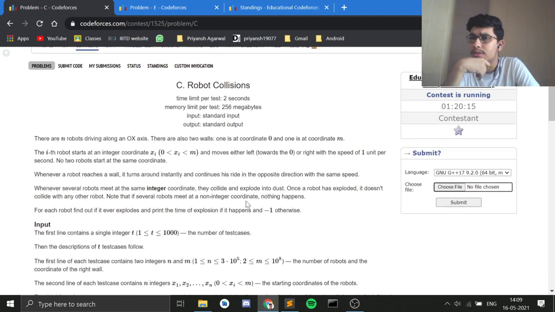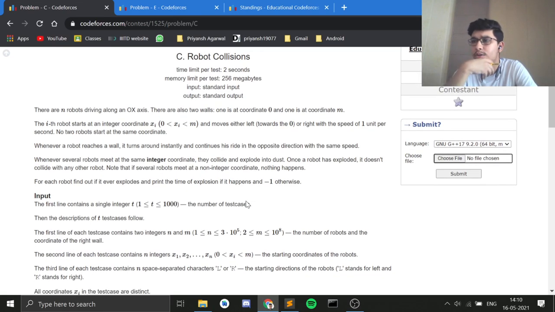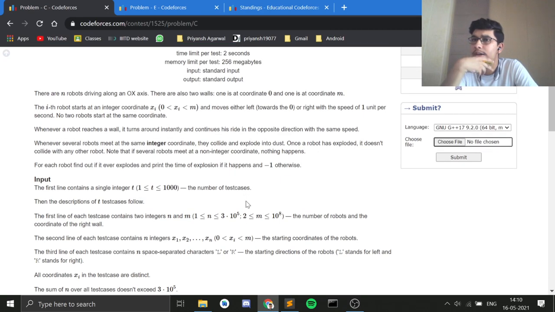There are robots driving around. The ith robot starts at an integer coordinate xi and moves either left or right with the speed of 1 unit per second. No two robots start at the same coordinate. Whenever a robot reaches a wall, it turns around instantly and continues its ride in the opposite direction with the same speed. Whenever several robots meet at the same integer coordinate, they collide and explode into dust. Once a robot has exploded, it doesn't collide with any other robots.